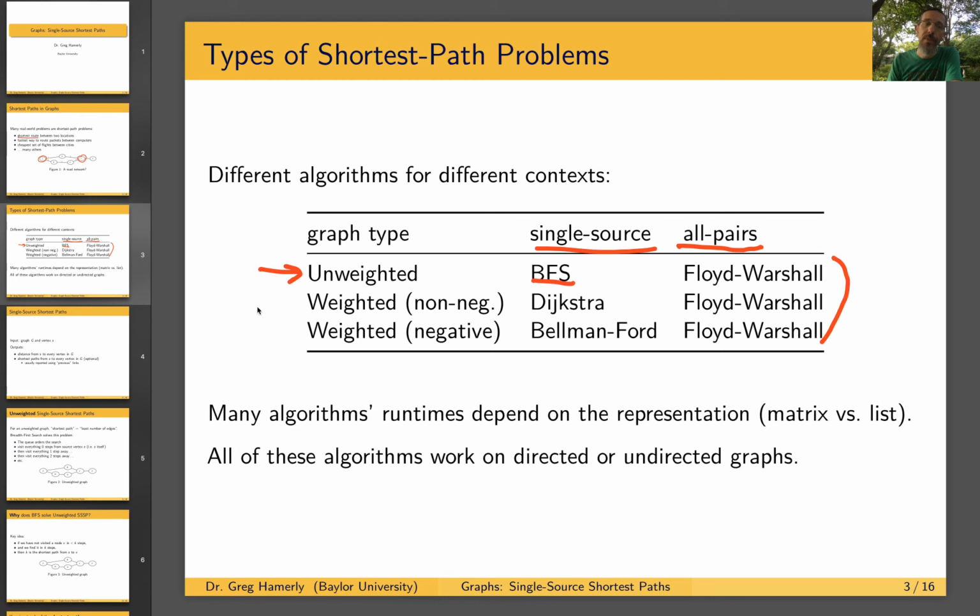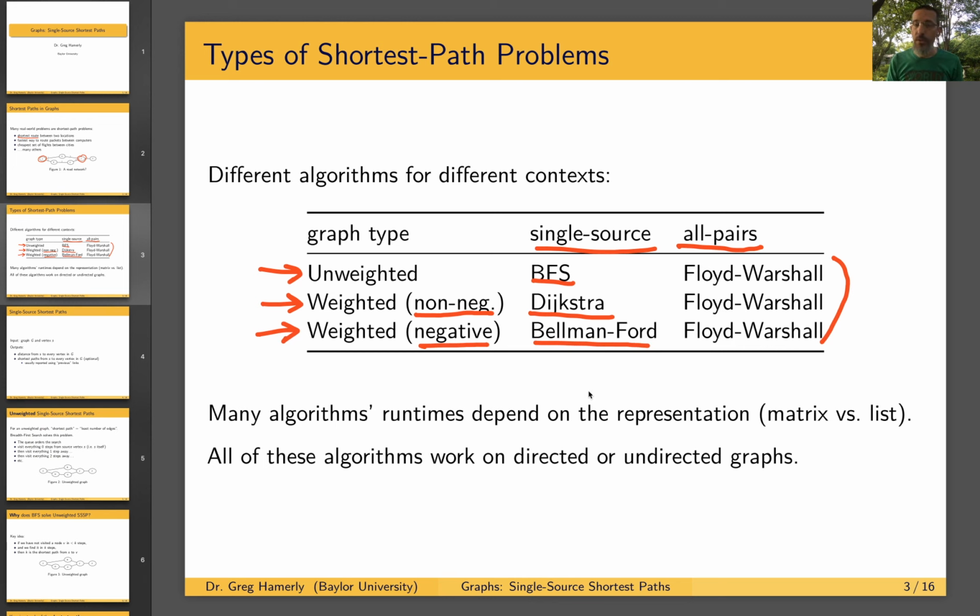If the graph is weighted, but the weights themselves are non-negative, they could be 0, but they can't be negative, then for single source shortest paths, we want to use the Dijkstra algorithm, which we'll talk about in this lecture. And if the graph is weighted and there could be negative edges, negative cost edges, negative weight edges, then we need to use what's called the Bellman-Ford algorithm, which we'll talk about in the next lecture.